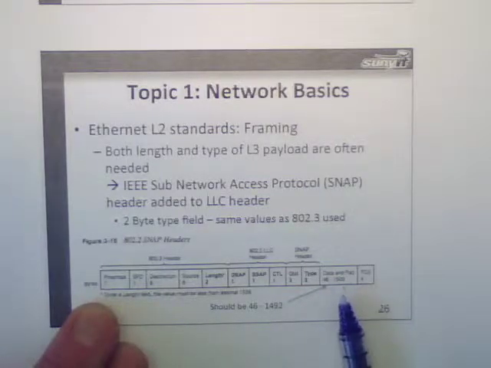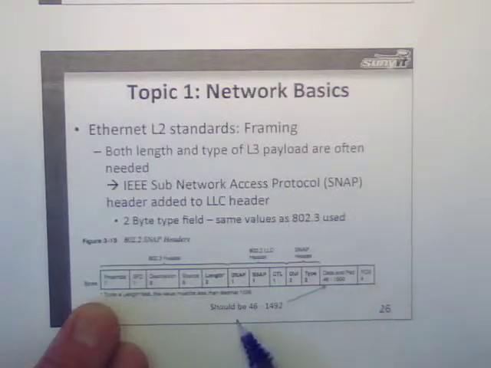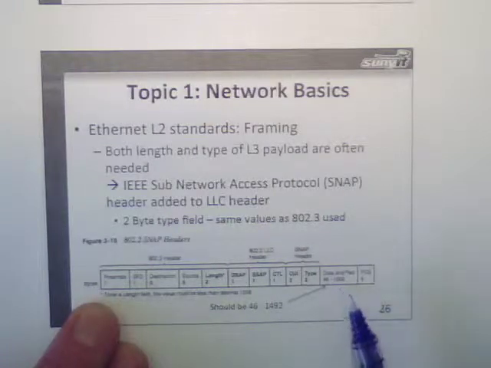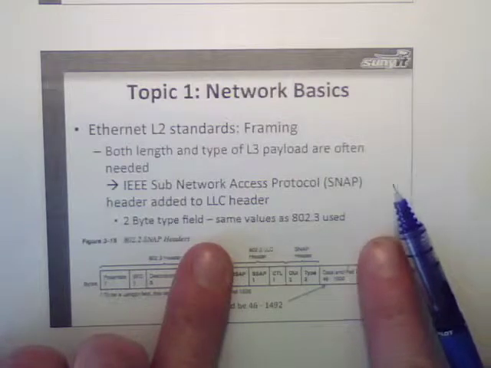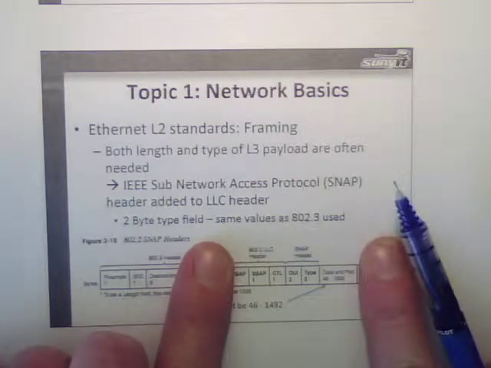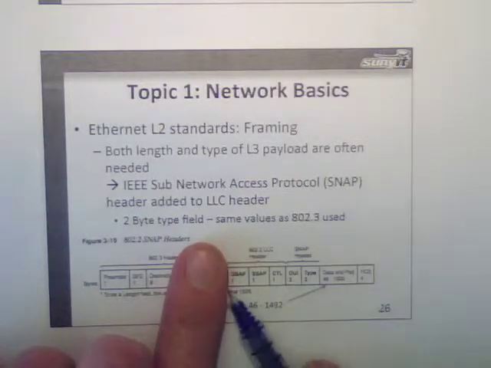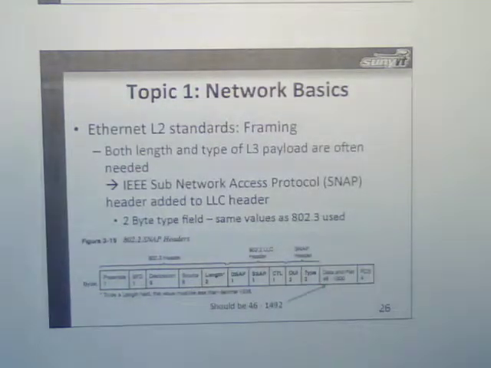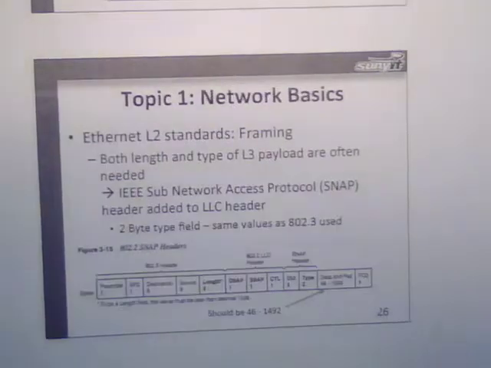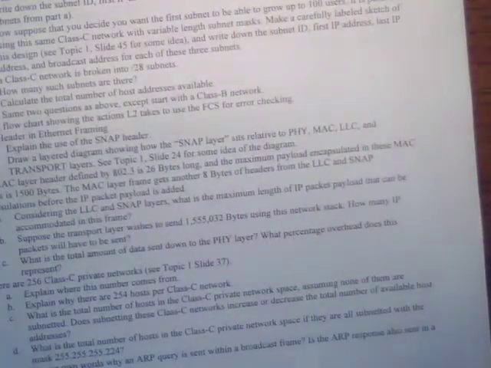And so in fact, as mentioned in the lecture, this data and pad here now is a maximum length of 1492 rather than 1500, because it's this 802.3 header starting here that can hold at most 1500 bytes. So we take 1500 and subtract these 8 from LLC and snap, and we get 1492. Okay, so that's what we're asked to look at here.